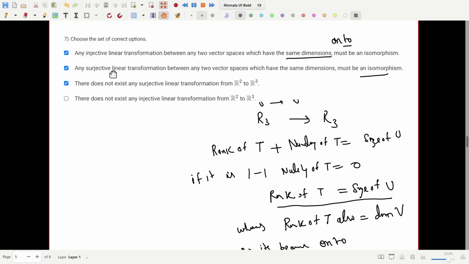And the reverse is also possible. Any surjective linear transformation between any two vector spaces which have the same dimension must be an isomorphism. If it is an onto relation between the same dimensions, then it is 1-1 also. It will be an isomorphism. Okay.